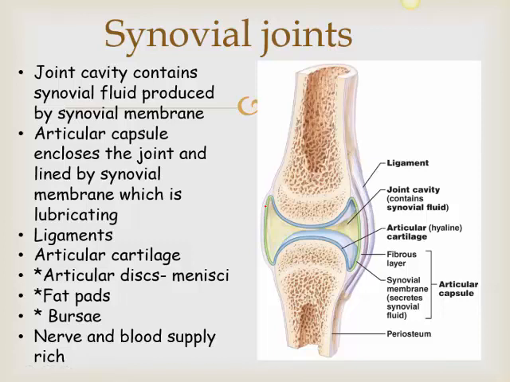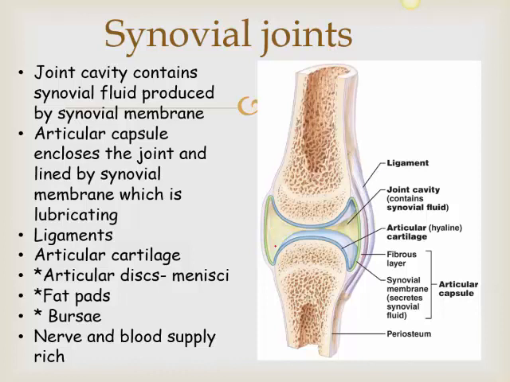To further strengthen the capsule in many synovial joints, you will also find ligaments. Ligaments attach bone to bone. So here you can see these ligaments which are present. So very often you will find these ligaments. Sometimes they may be part of the joint itself. So they may be part of the fibrous capsule itself, in which case we call them intrinsic ligaments.